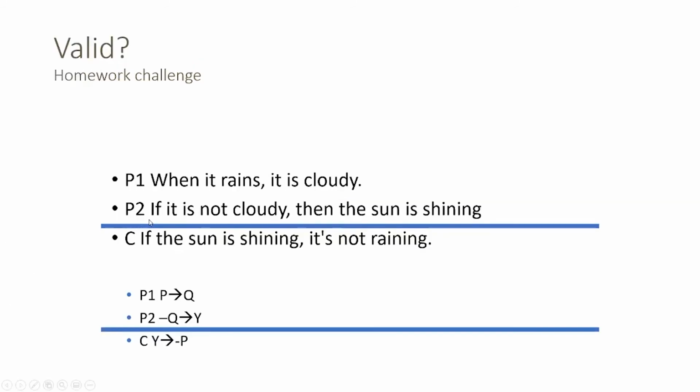One way of showing why it's not valid is by first putting this in symbols, right? So recognizing that this is a certain type of chain argument.